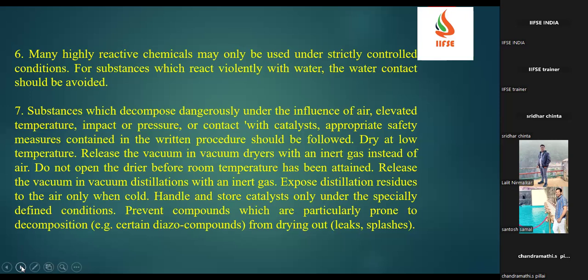For substances which decompose dangerously under the influence of air, elevated temperature, impact, pressure or contact with a catalyst, the appropriate safety measures contained in the written procedure should be followed. Dry at low temperatures and release the vacuum in vacuum dryers with an inert gas instead of air. Do not open the dryer before room temperature has been attained. Release the vacuum in vacuum installations with an inert gas. Expose distillation residues to the air only when it is cold.